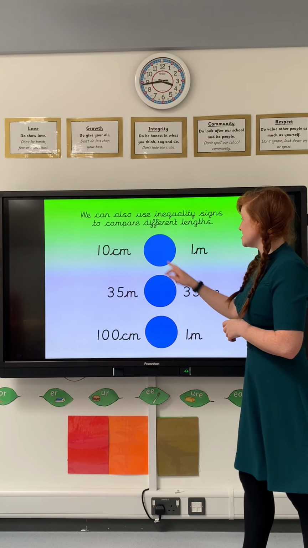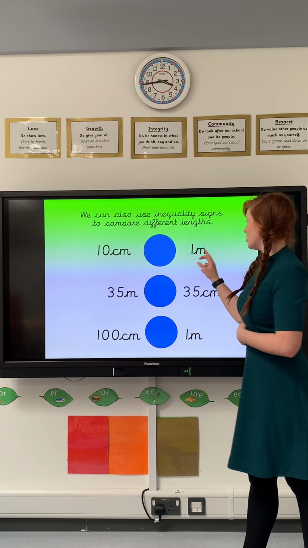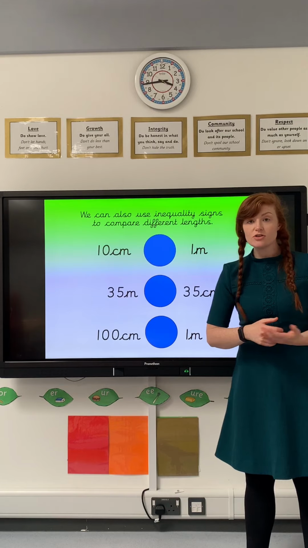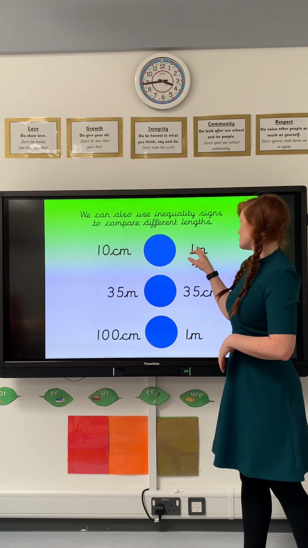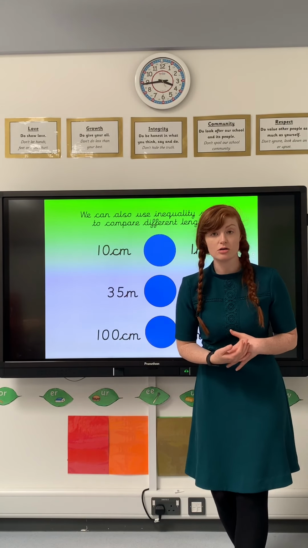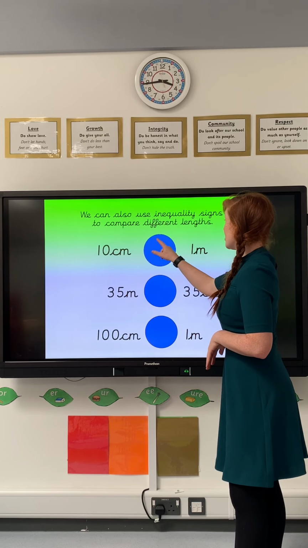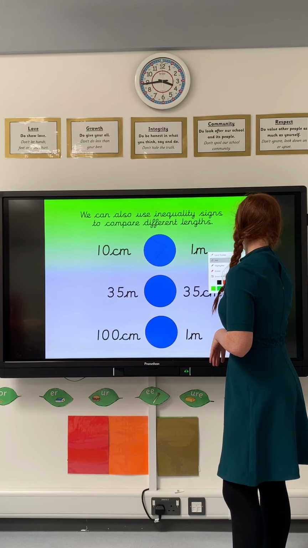So for example, I've got 10 centimetres and 1 metre. What a lot of the children will do is they'll see 10 and they'll see 1 and they'll go, oh, 10's more than 1. So it's got to be that 10 is more than 1. Let me do that in a different colour.